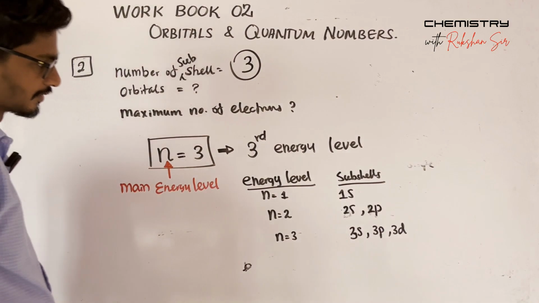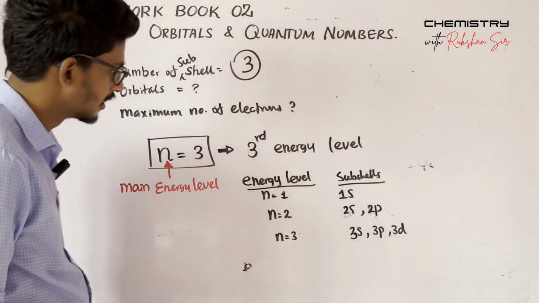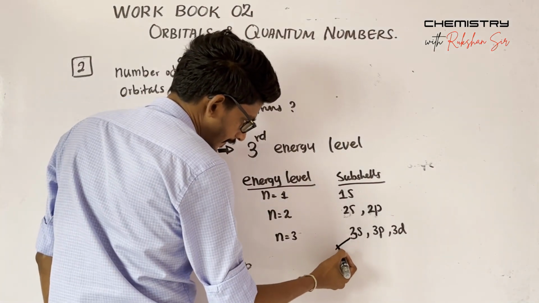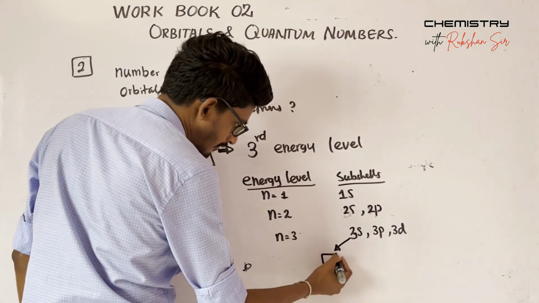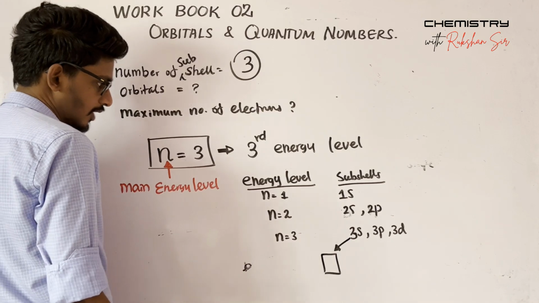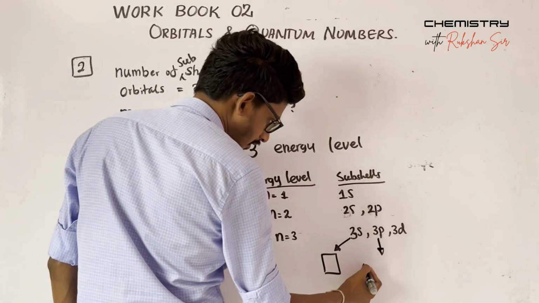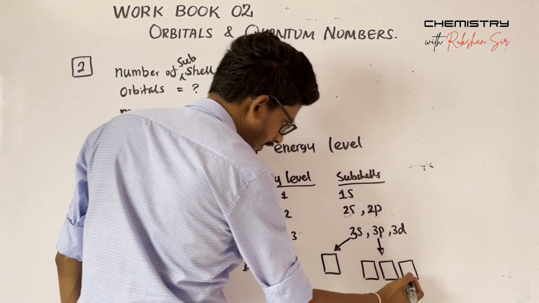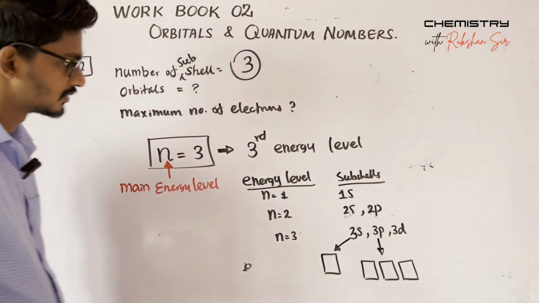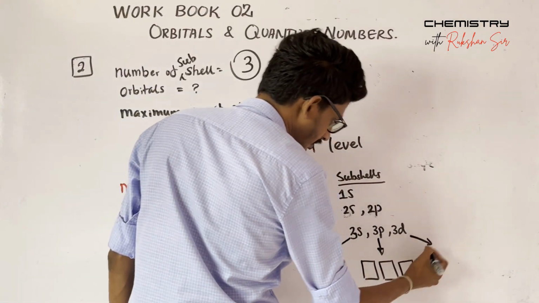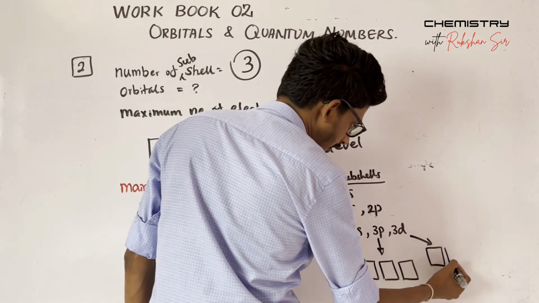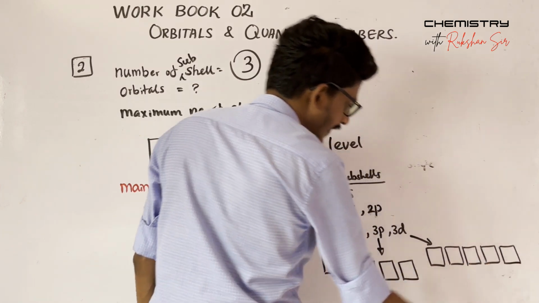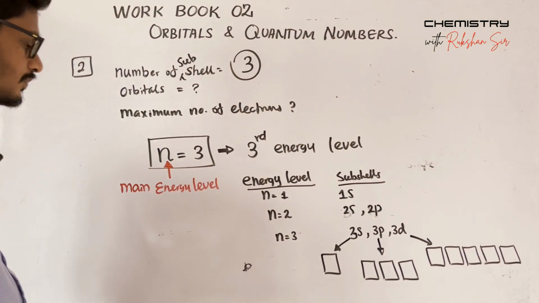Okay. Orbitals. How many orbitals are available? When it comes to orbitals, in the s subshell you have only one orbital. In p subshells, you are with 3 orbitals. 3 ml values are available for L equals 1. In d subshells, you are with 5 orbitals. 5 ml values are available with L equals 2.